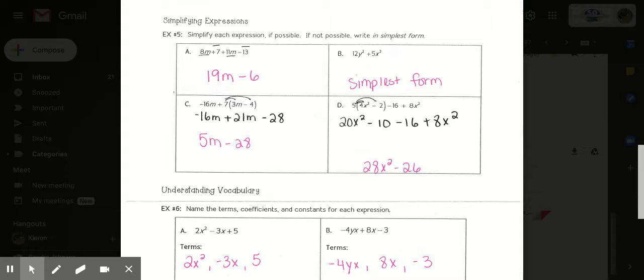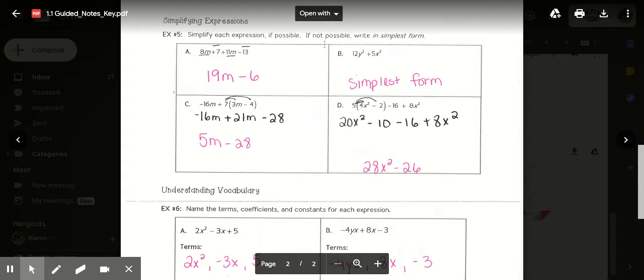And the next example here deals with simplifying expressions. We're also going to get into understanding vocabulary and then evaluating expressions. When it comes to simplifying expressions, we're going to be doing what's called combining like terms.